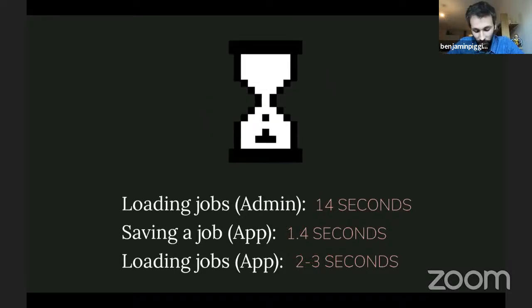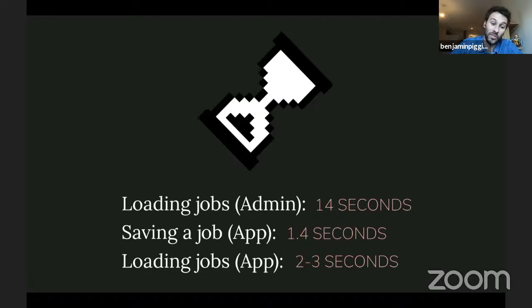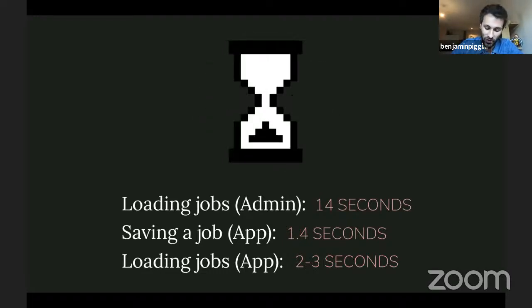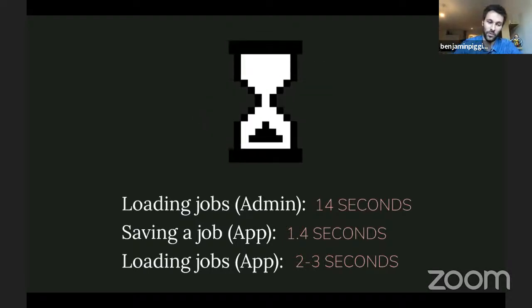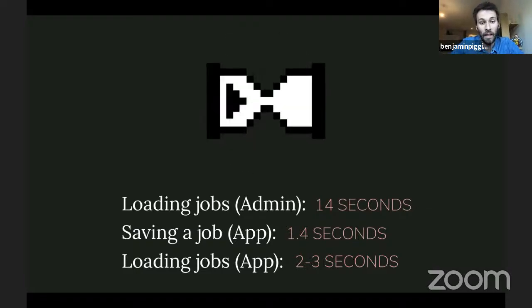So initially when we started on the project, it was clear that there were quite a few performance issues. Some of the main user tasks on the admin web app, like loading all the jobs, would take around 14 seconds for a hard refresh of the homepage, and saving a job in the app would take about 1.5 seconds. Loading all your jobs would take 2 to 3 seconds, which would happen quite often, like on user journeys through the app. So it's maybe a little bit of a painful user experience.